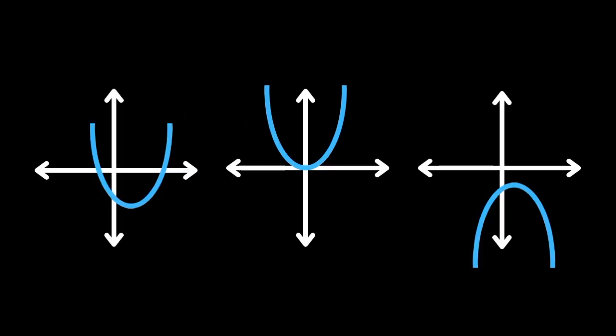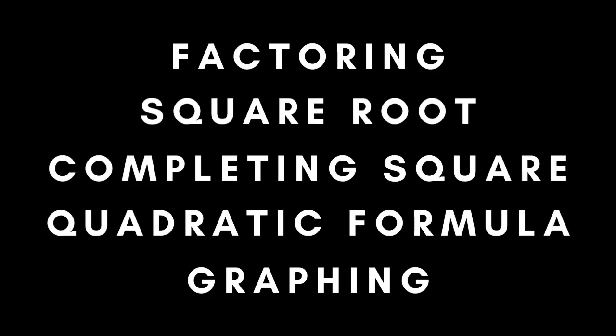Taking a look at the following graphs, we can see that quadratics can have two real solutions, one real solution, or no real solution, depending on the number of times the parabola intersects the x-axis. There are 5 primary ways to solve quadratics, but in this video, we will be focusing on solving by factoring.